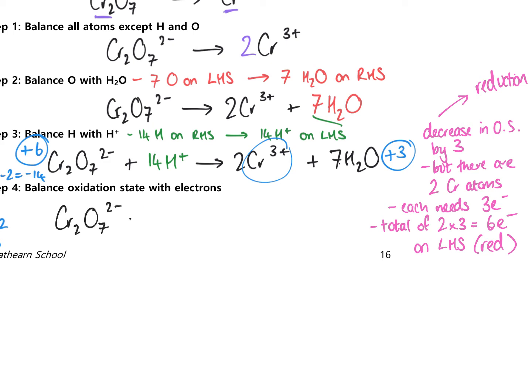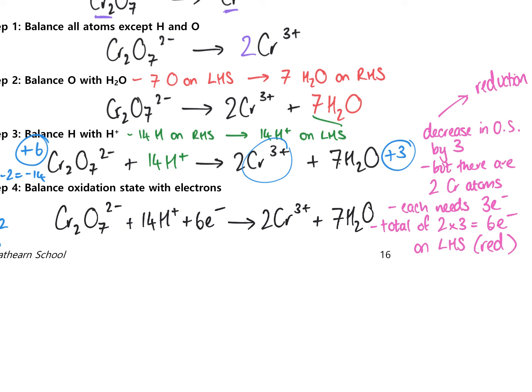Ultimately, this step is about balancing the charge. So if you find it easier to count up your charge and balance with electrons that way, that is okay. Sometimes that avoids making the mistakes of forgetting that there's 2 chromium atoms. But it's good to look at it both ways to see which you prefer.